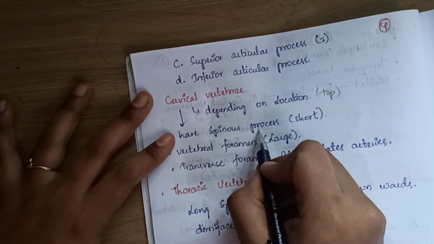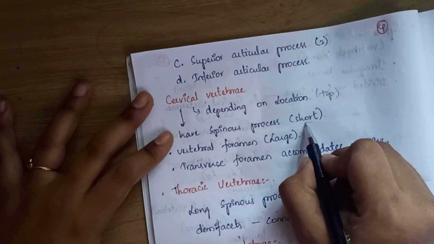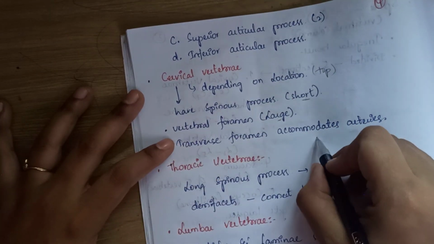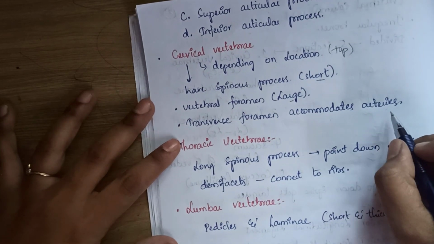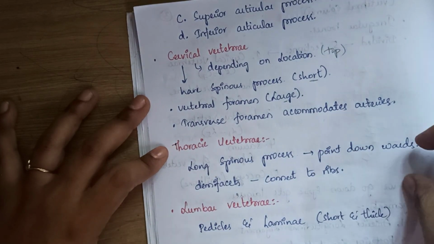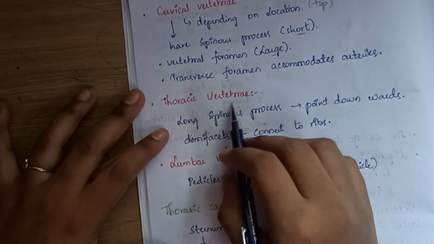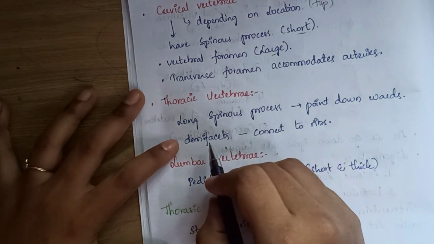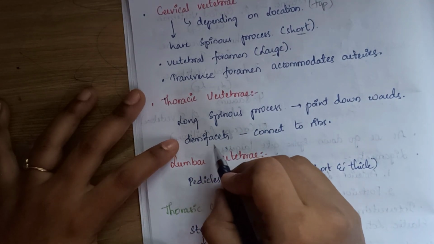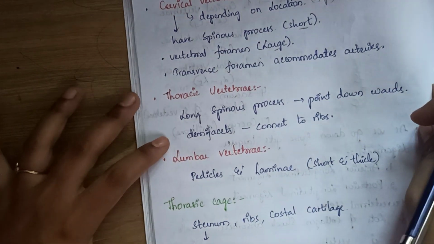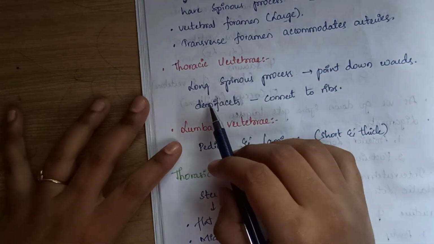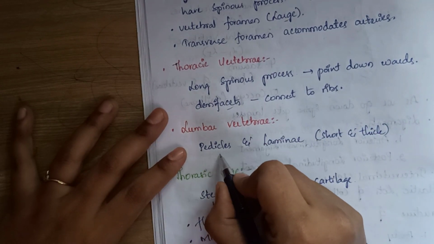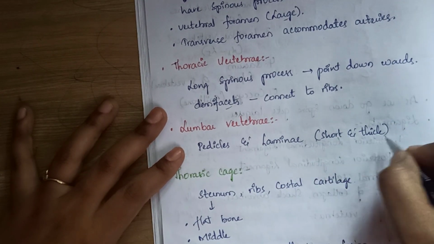They have short spinous processes, a large vertebral foramen, and a transverse foramen which accommodates arteries. Thoracic vertebrae have long spinous processes which point downwards. Demifacets connect to the ribs, which allows the thoracic vertebrae to connect to the ribs. Lumbar vertebrae have pedicles and lamina which are short and thick.